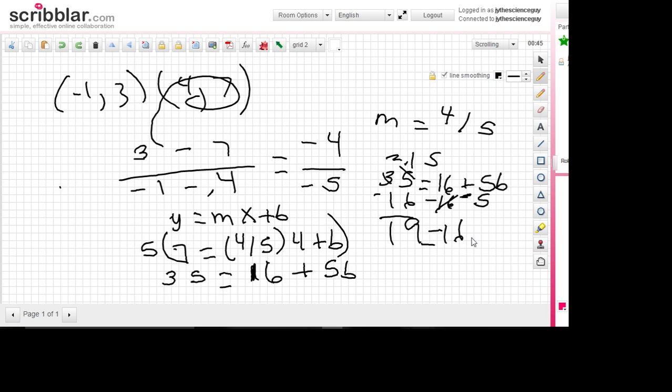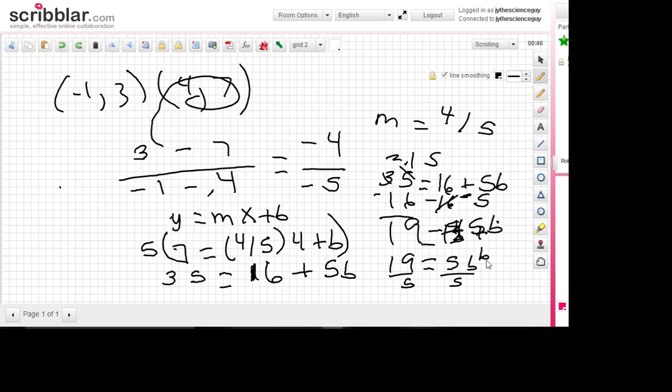So 16's already gone. Plus 5b. So was that 19 plus 5b? It's 19 equals 5b. That's what you have right now. Take a breath. I'm confused. Okay, just write 19 equals 5b, because you already did the math. And now solve. There you go. Okay, so b equals 19 over 5.